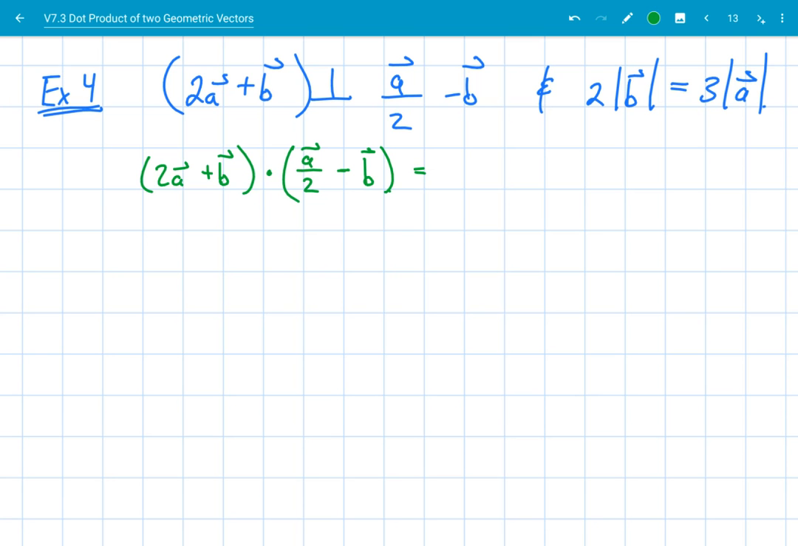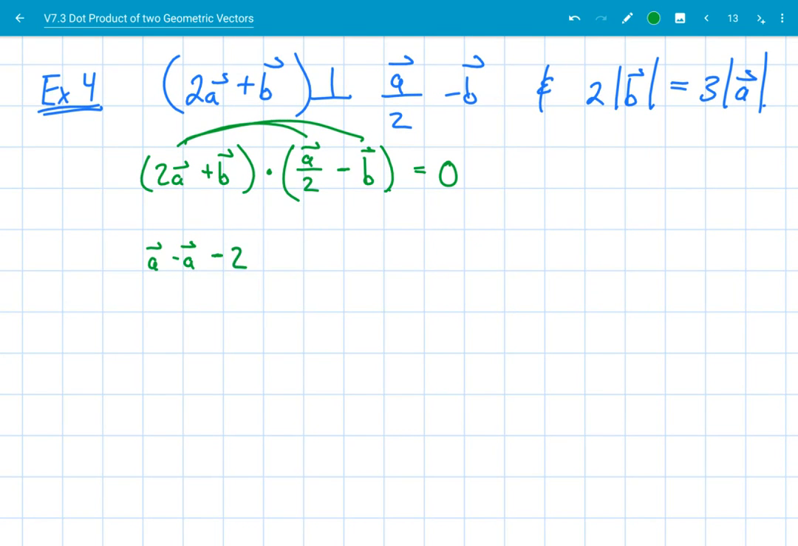Well, magnitude of those two vectors multiplied together, cosine of the angle with the perpendicular, 90 degrees. Cosine of 90 is 0, so that has to be 0. Now, using the distributive property, we have 2a dotted with a over 2. Well, that's a dot a. The 2 and the half cancel out.